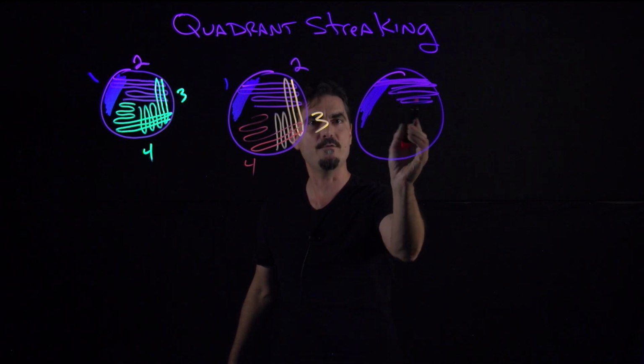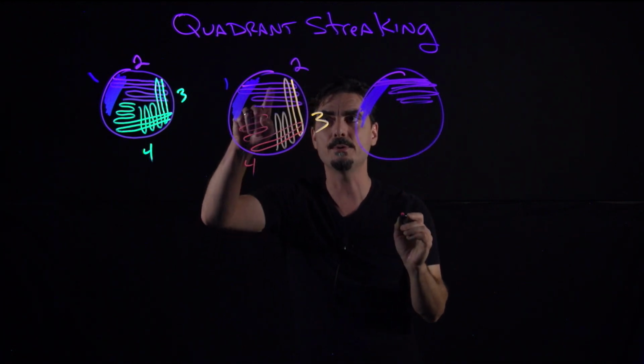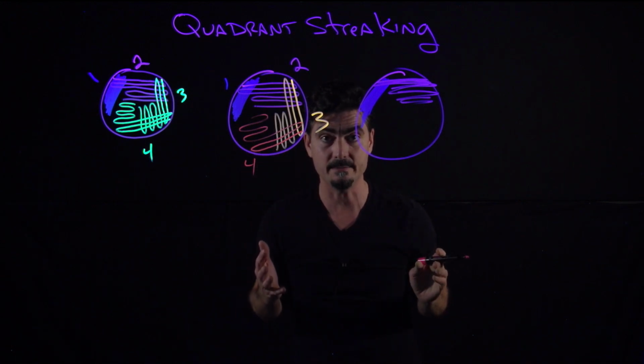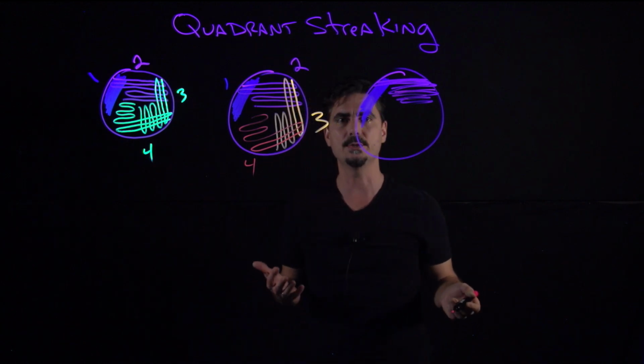If you keep going back over and over and over again, essentially what you've got is you're not diluting it. Remember, the purpose of doing this is diluting the bacteria so that there's smaller and smaller concentration. And if you keep going back and forth, then you're not diluting it.